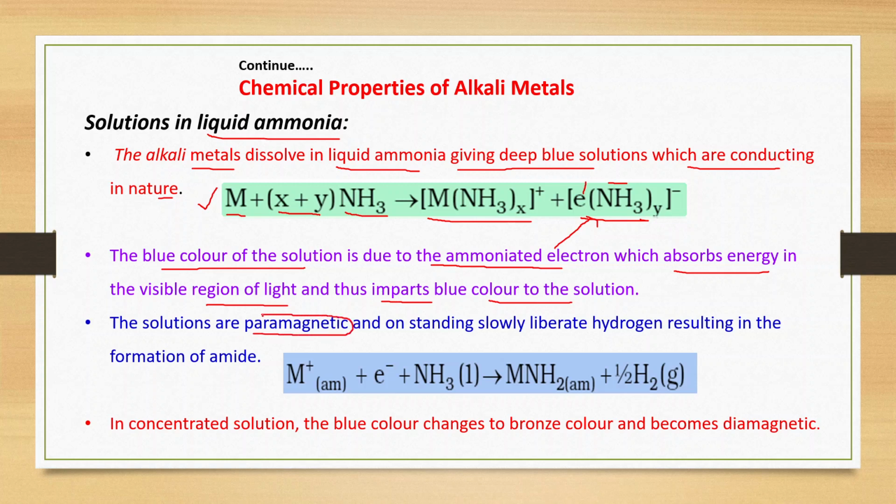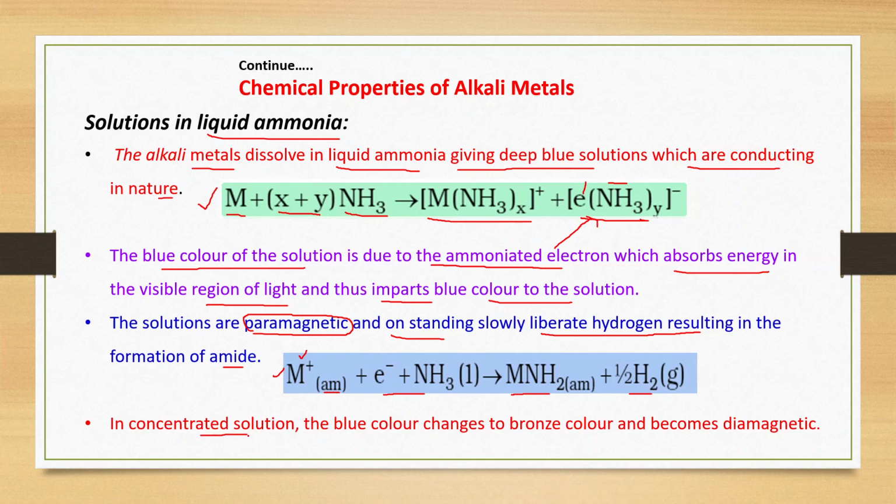The solutions are paramagnetic. Now, what is the meaning of paramagnetic? That is, attracted towards an external magnetic field. Any substance is paramagnetic due to the presence of unpaired electrons. On standing, the solution slowly liberates hydrogen, resulting in the formation of amide. This is the ammoniated metal ion, this is the ammoniated electron, and finally we get the metal amide along with the liberation of hydrogen gas.